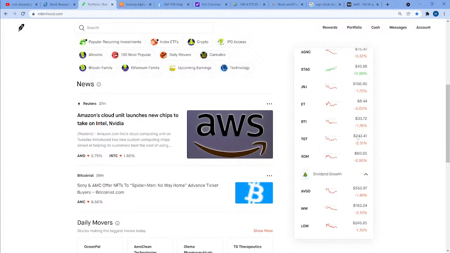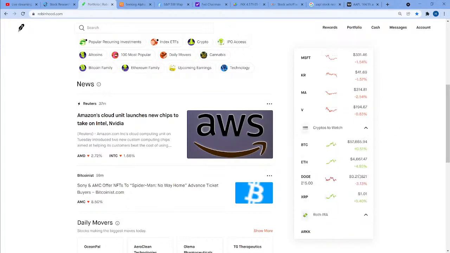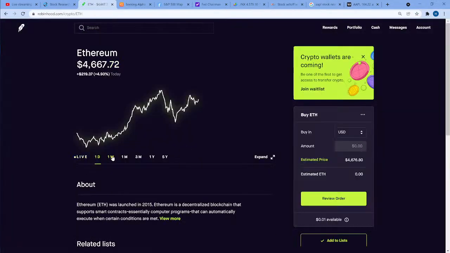So we'll see pretty much no stocks are up right now except for Stag Industrial, which is doing pretty good. Apple is doing pretty good. Crypto's kind of been popping off recently, especially Ethereum. I got a notification earlier today that Ethereum was up 10%, which is insane, over the past week.